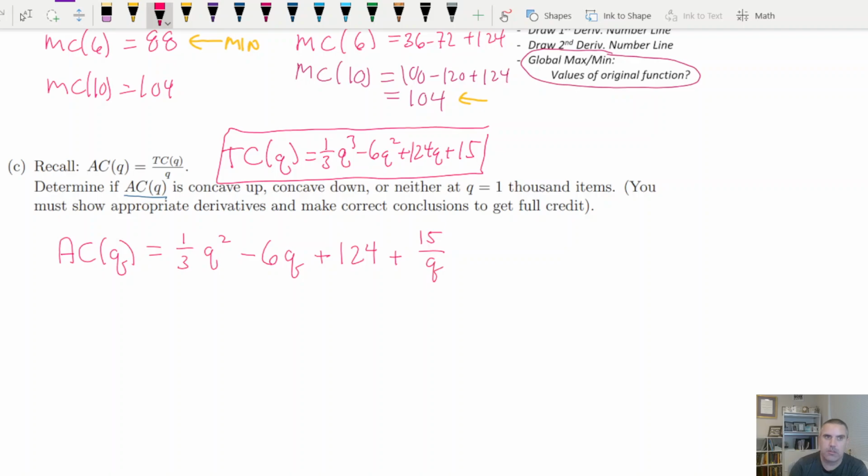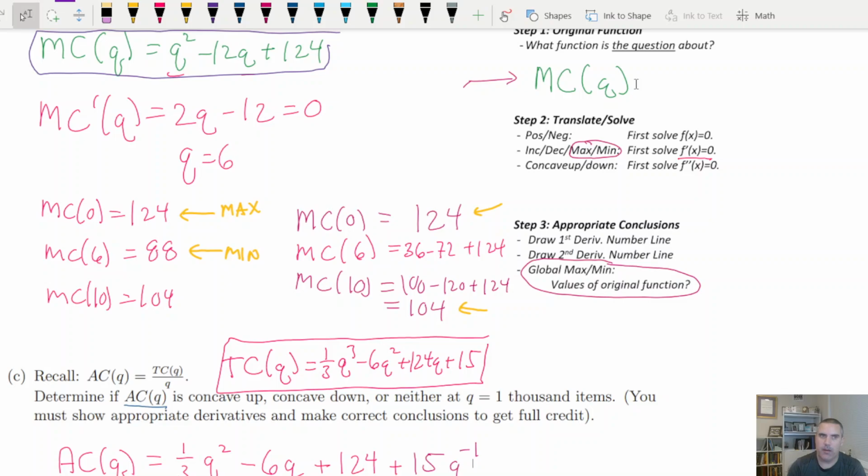But since I know I'm about to do calculus, I would rather write it as 15q to the minus 1. Okay, now that's our original function. That's what the question's about. So we're being asked about average cost. And how are we being asked about its shape? We're being asked if it's concave up or concave down at a particular value.